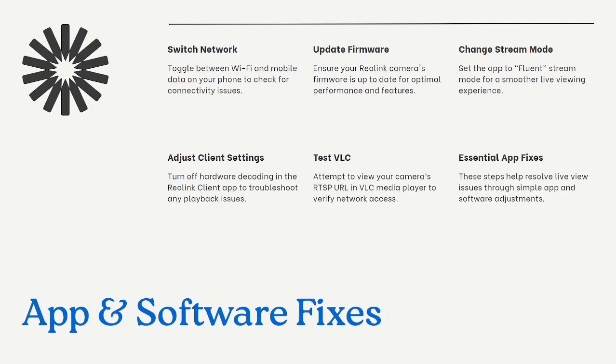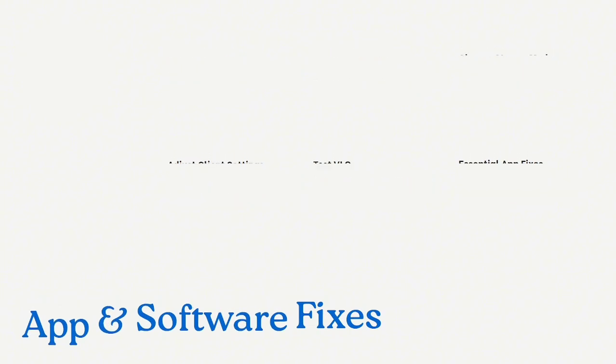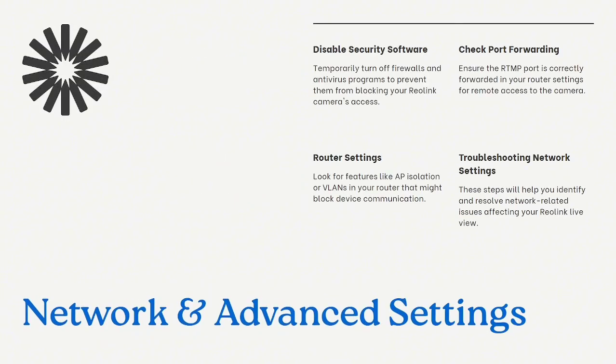In the Reolink app or the client, switch from clear to fluent stream, or vice versa, for better performance. You can also manually drag the camera to the live view window in the application. Also, turn off the hardware decoding in the Reolink client settings and try viewing on the Reolink client if using the app, or vice versa, or via a web browser or a VLC player to isolate the issue.